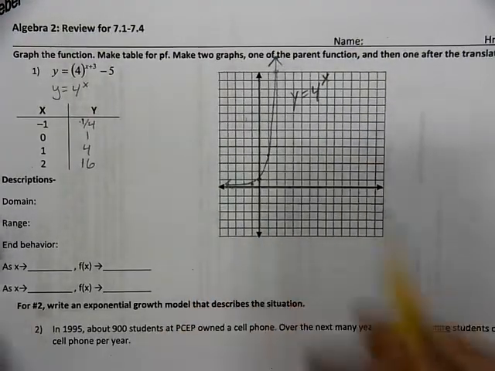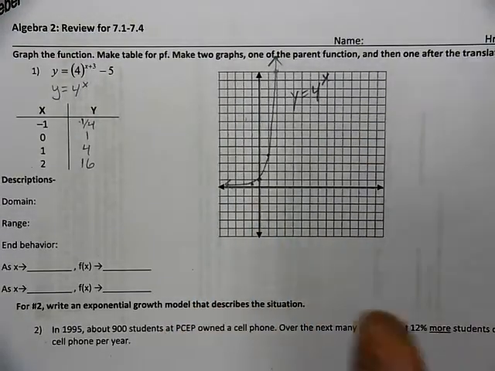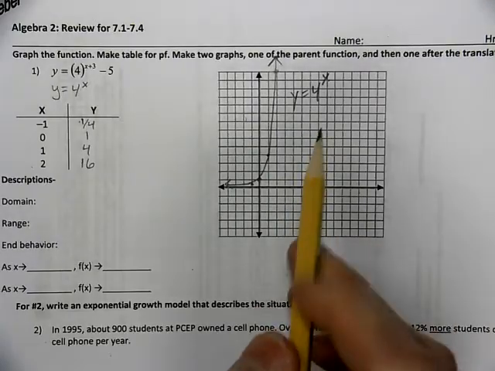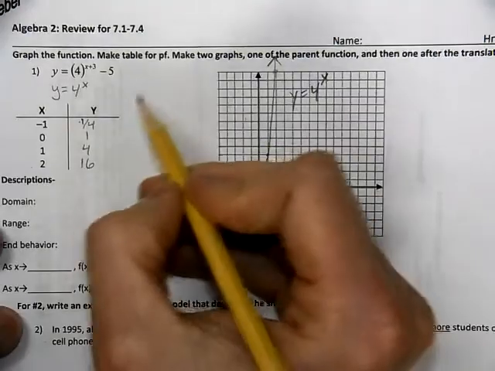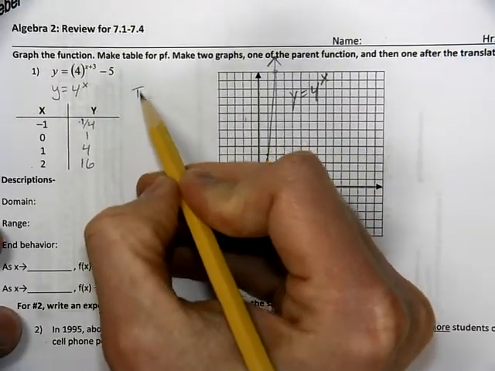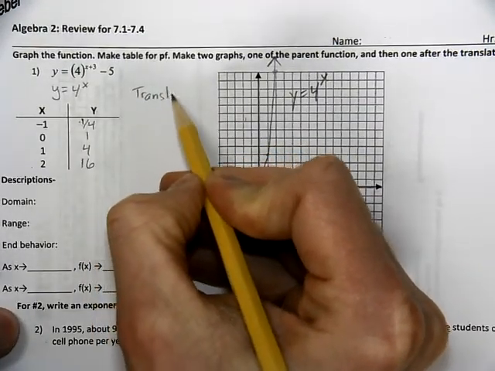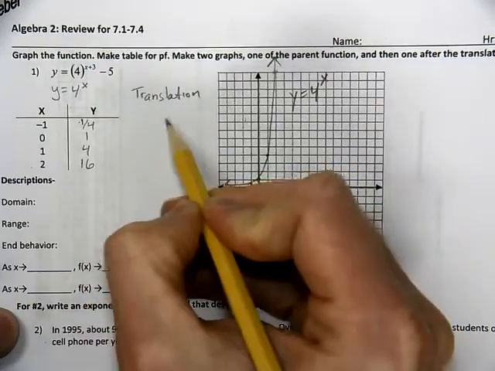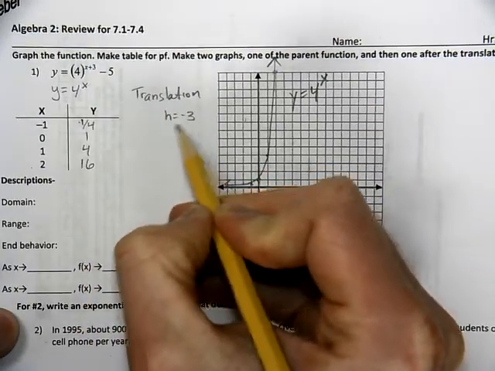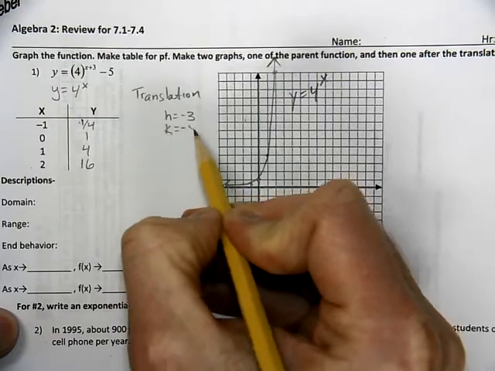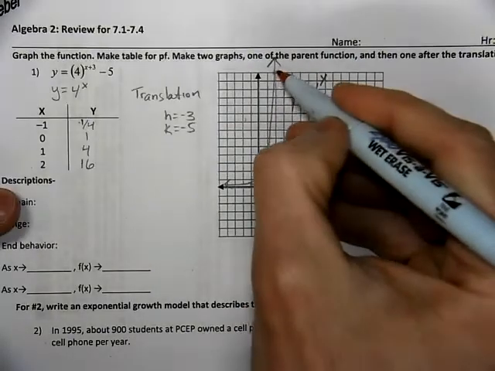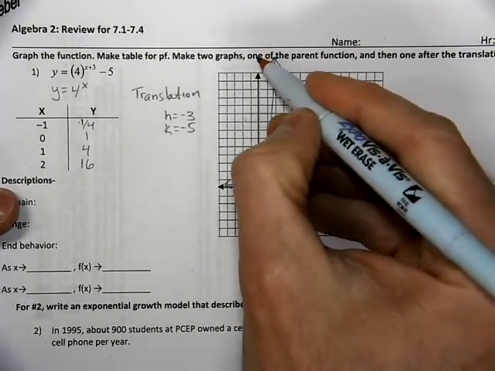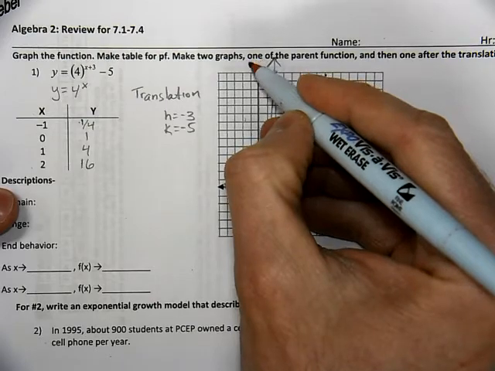That has an asymptote at 0. We won't put down that equation, but we want to be sure that we understand what's happening. We now know that there is a translation where h equals -3 and k equals -5. So we're going to take each of those points we found and move to the left 3 and down 5.